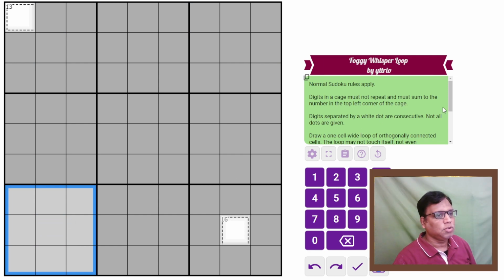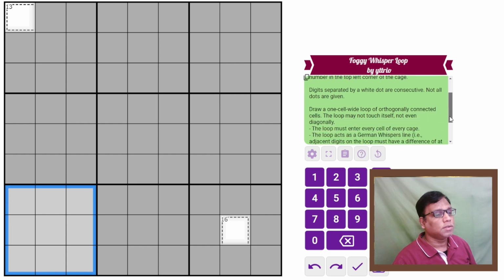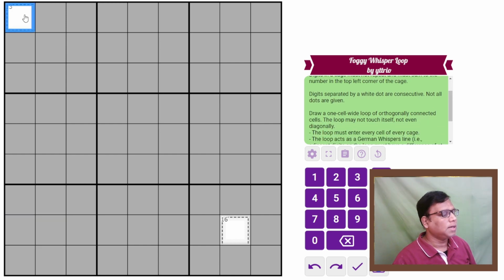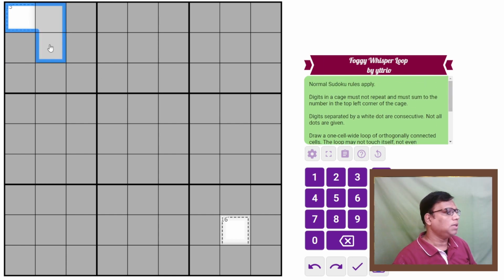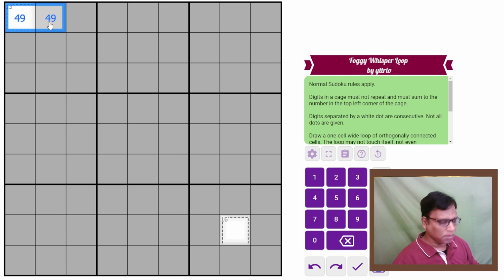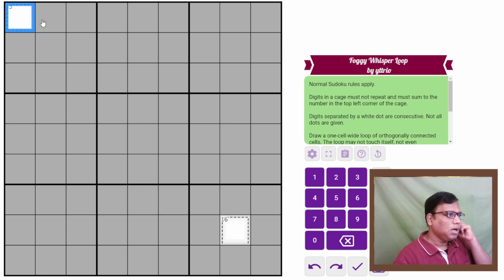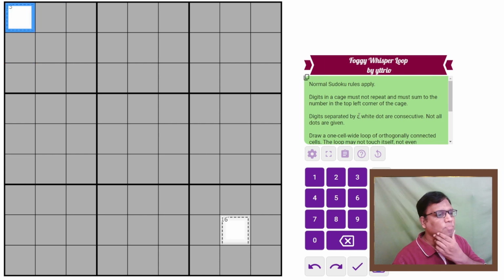Digits in a cage must not repeat and must sum to the number in the top left corner of the cage. You can see that there are some cages here, which are the dashed lines, cells enclosed with the dashed line. We should be putting digits here such that they do not repeat and sum to the given total. For example, if this is 30, this could be 4 9, or this could be 6 7. Something like that, which sums to 30.